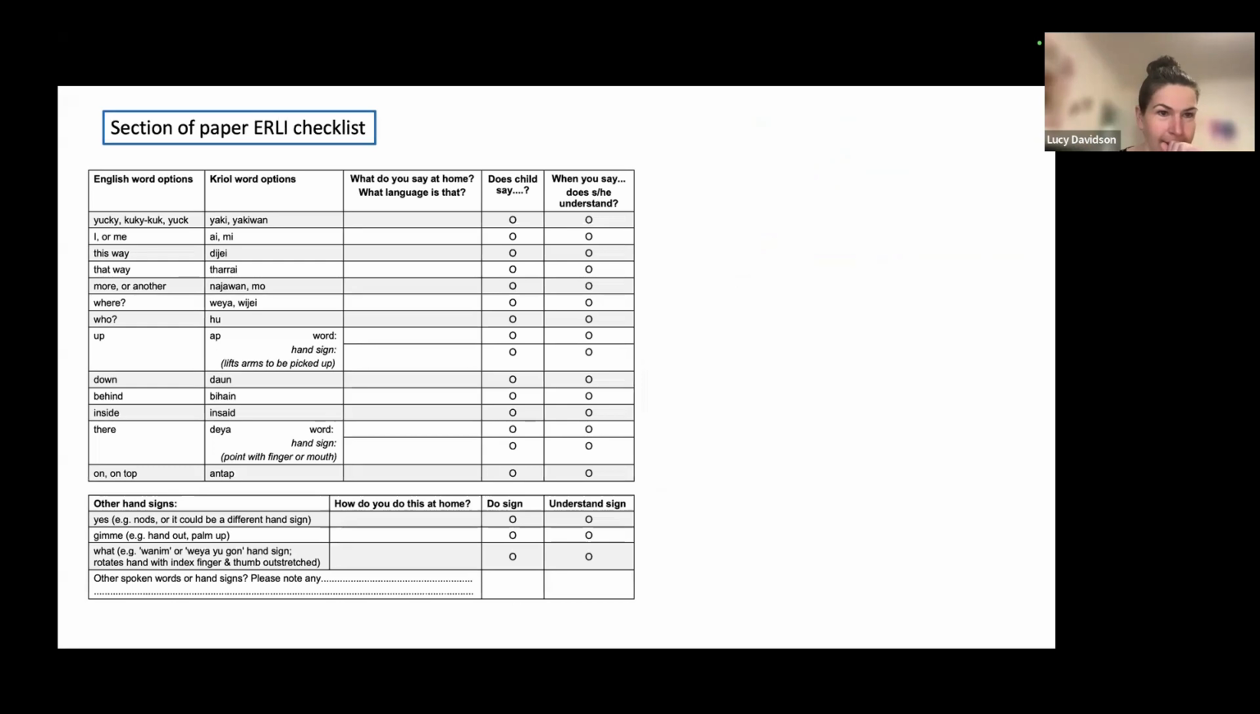So this is the low-tech, traditional paper checklist, and you can see there are English word options in the far left column. There are Creole word options, and then there's also a column where you can put anything else that the child says and what language it is. There are hand signs, gestures. So does your child say this? Does he or she understand this? Oh, sorry, do they understand this? Do they also say or sign this?